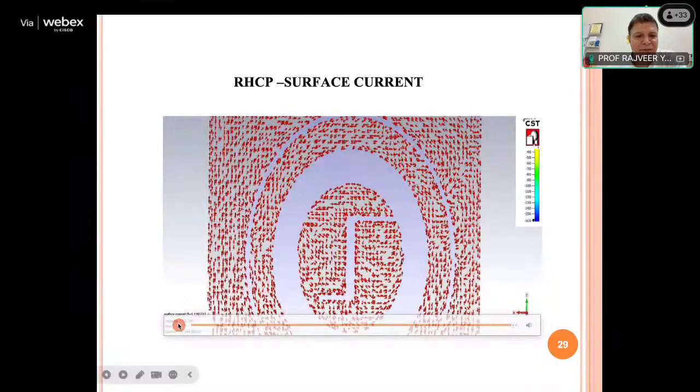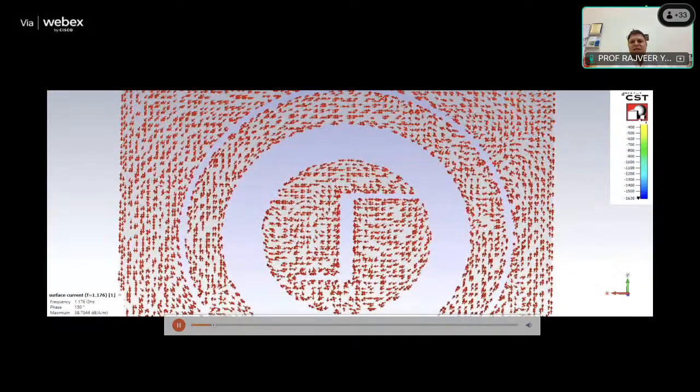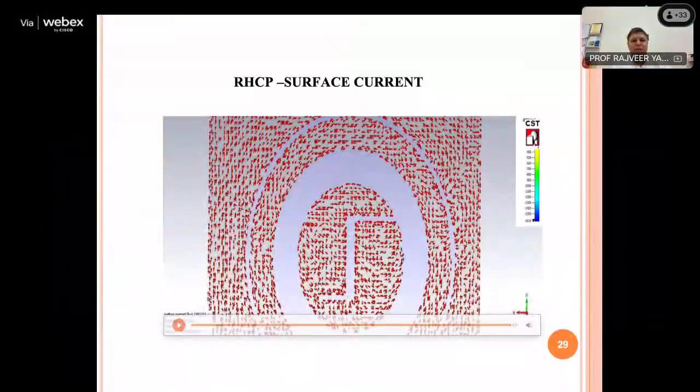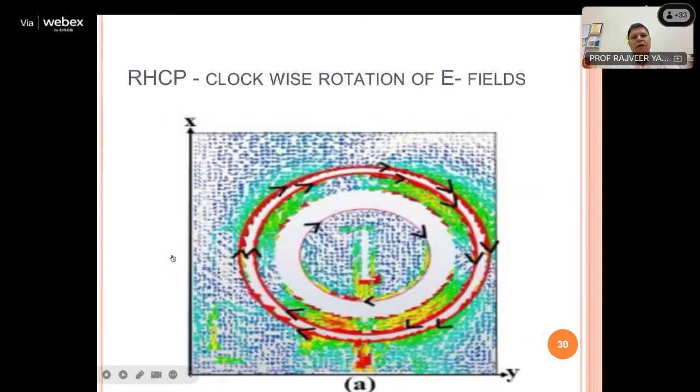So which direction is the field rotating, clockwise or anti-clockwise? It is clockwise. Here it is better represented with the arrows: because of the slot structure being presented in this manner, it shows you a clockwise orientation of the E field.